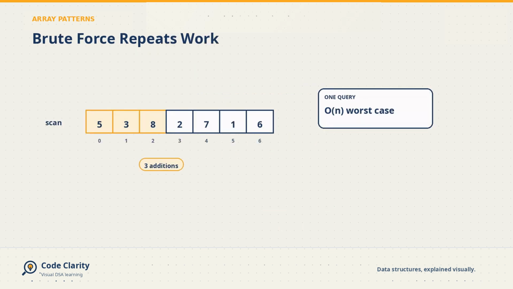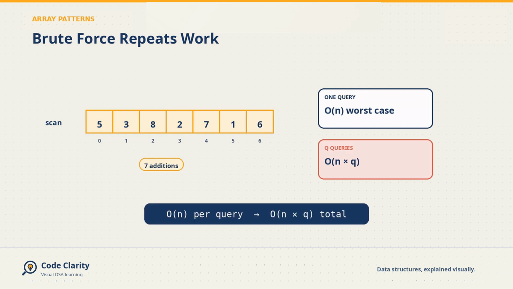For one small range, direct addition is fine, but a query may scan almost the whole array, so it can take O(n) time. With Q queries, the worst case grows to O(n × Q). The waste is easy to see. Overlapping queries keep adding the same values. We need to save that work once and reuse it.